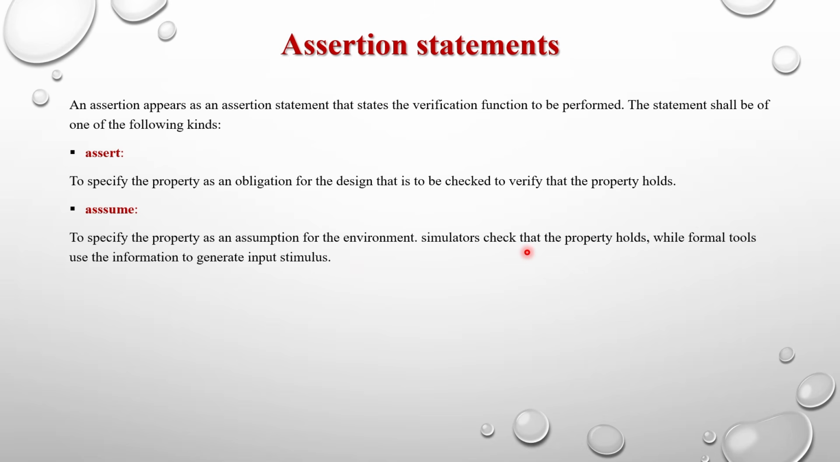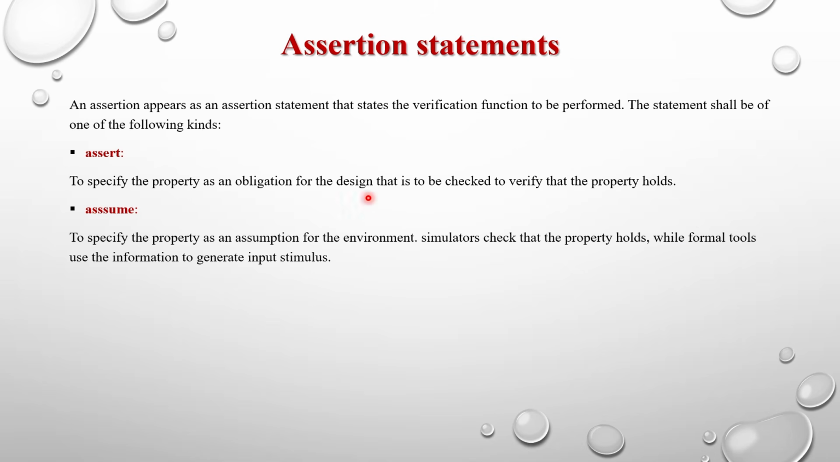So simulators check that property holds, while the formal tools use the information to generate the input stimulus. So this assume statement will be used in the formal verification. Okay, so what is this formal verification? Formal verification is a method of verifying the correctness of the design by using mathematical techniques.